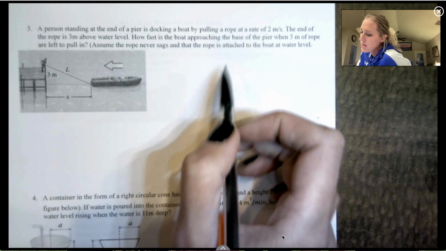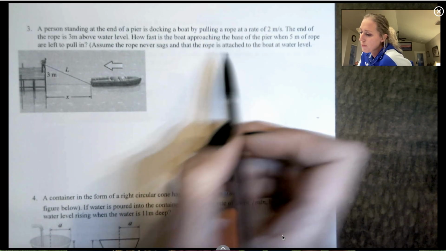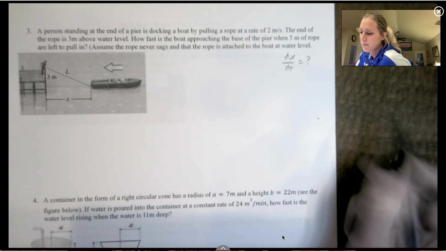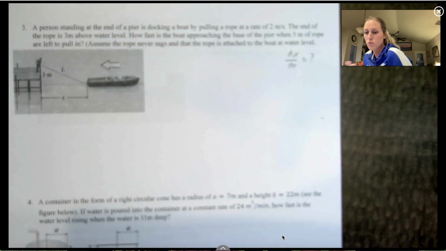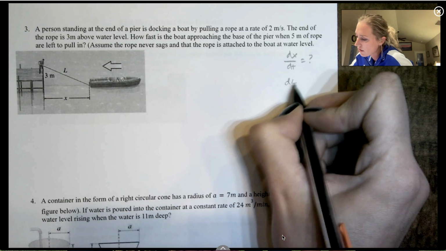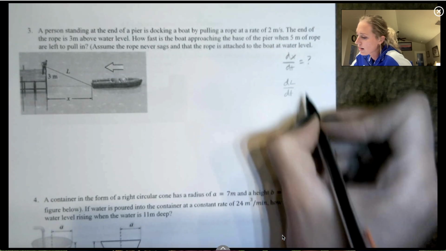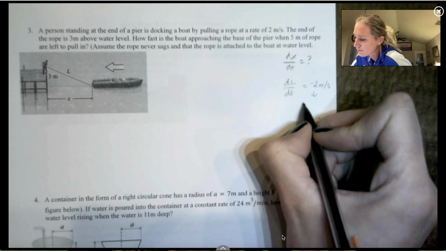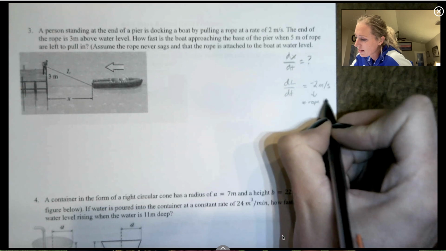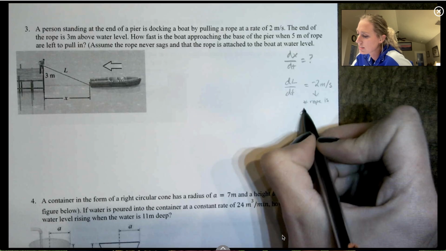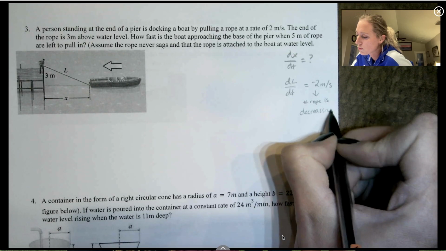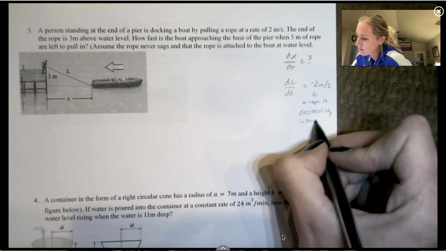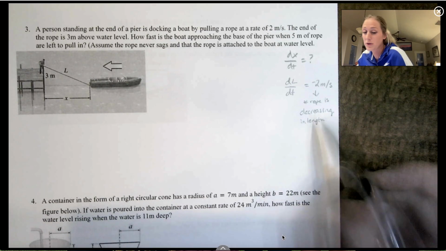Okay, so we are looking for how fast the boat is approaching the base of the pier, so we are looking for dx/dt. That's what we're looking for. dL/dt is the rate that the rope is being pulled in, at 2 meters per second. Now, actually, this is going to be a negative rate because the rope is decreasing in length, right? As we pull the rope in, there's going to be less and less rope out, so that's why it's negative.